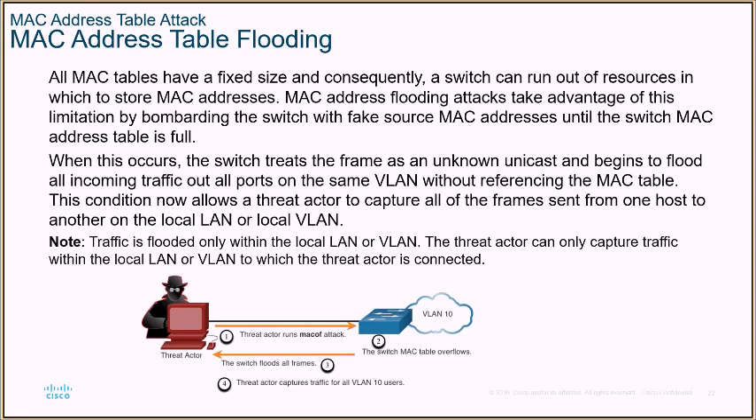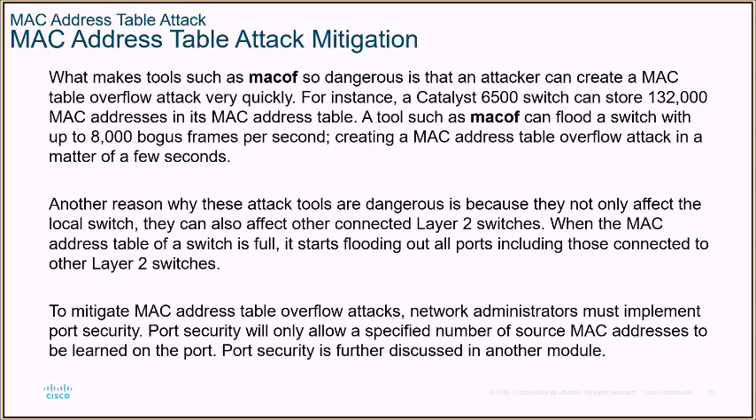This condition now allows a threat actor to capture all the frames sent from one host to another on the local LAN or local VLAN. Note, traffic is flooded only within the local LAN or VLAN. The threat actor can only capture traffic from within the local LAN or VLAN to which the threat actor is connected. And so basically, this host is sending out different frames with different source MAC addresses until it fills the MAC address table. From there, the switch will then flood traffic to everyone, which is not great.